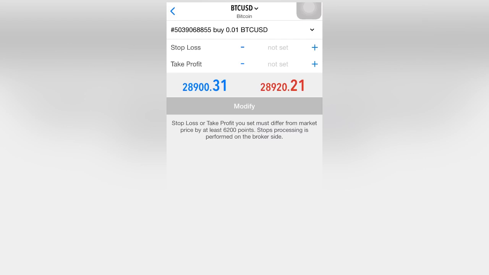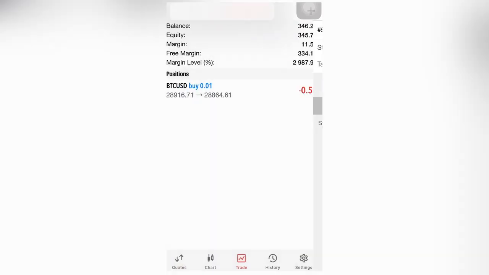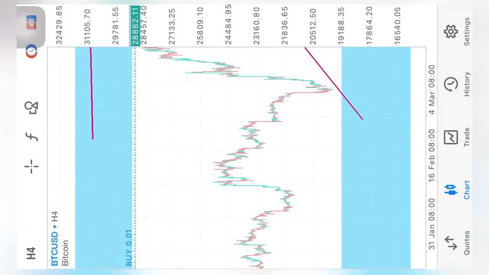Now since I can modify my position here, what do I need to input in my stop loss and my take profit? I need to input my stop loss and my take profit. So I'm going to do that now, but before that, let me calculate the amount of pips I want to lose and the amount of pips I want to profit. All right, I'll go back to my chart.